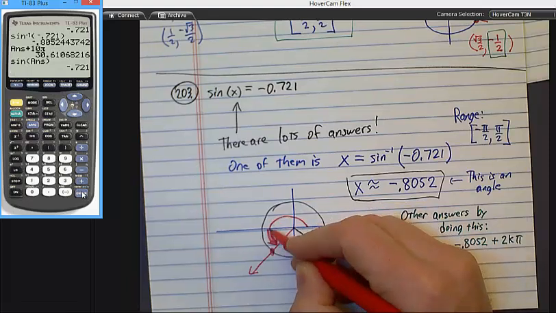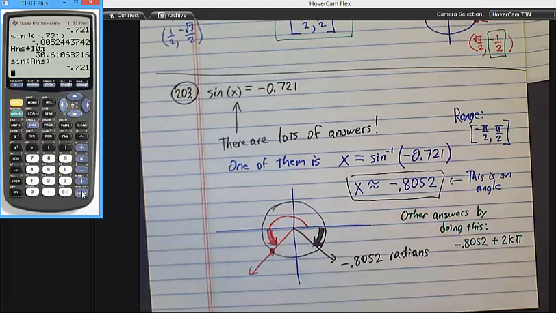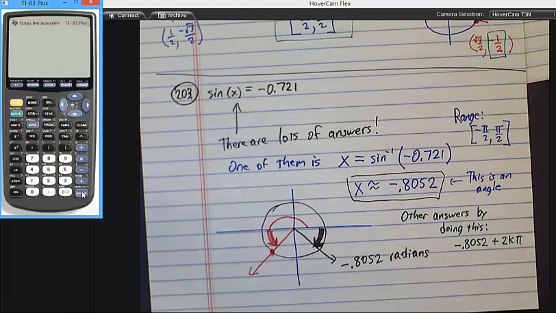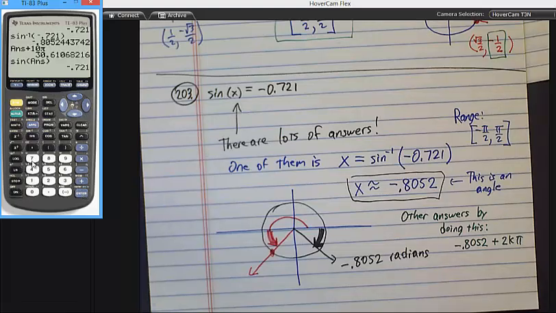Zoop. So what angle is that? I claim that that angle, here, let me show you. I could get it by taking, how do I want to say this? Okay.